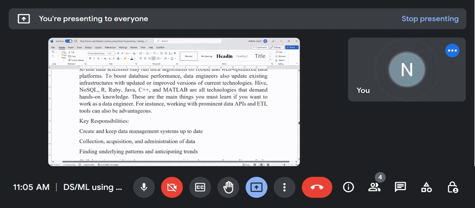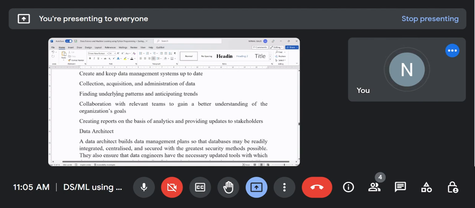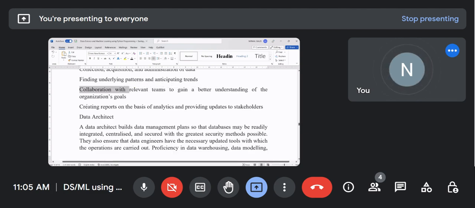Skills required are again SQL, NoSQL, MySQL whatsoever, Python programming, and there are other skills also. Its responsibilities are to create and keep the data management, collection and acquisition of the data, finding the patterns in the data, and obviously collaboration and teamwork. Teamwork is present in each and every job role. Data engineers are also going to create the reports after the analysis, and present the reports to the stakeholders.